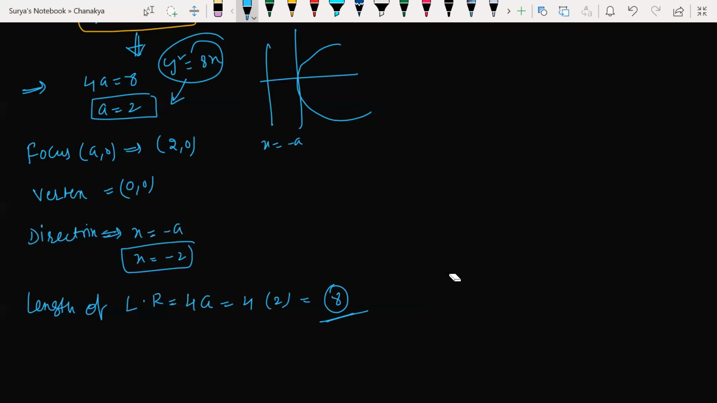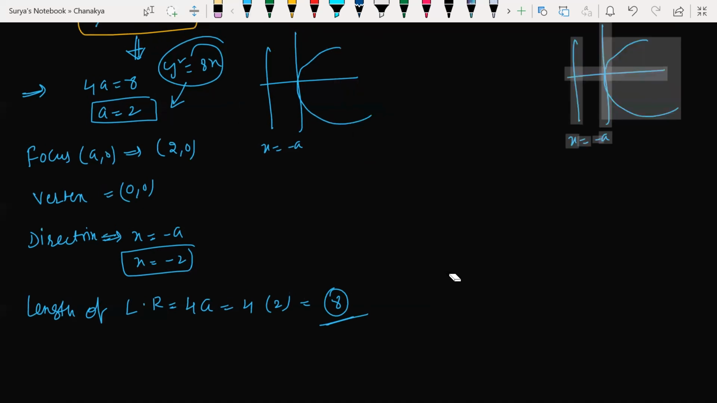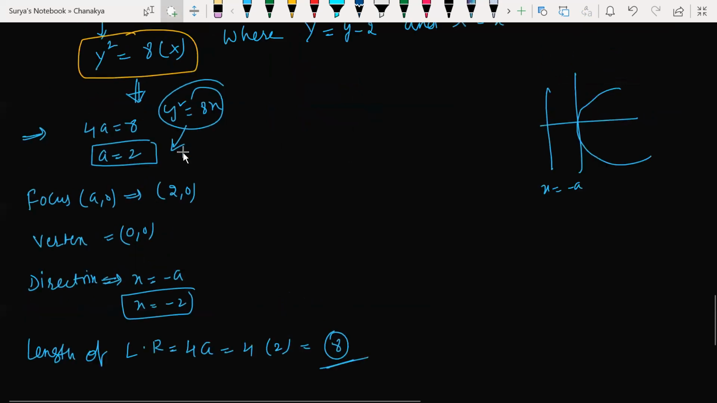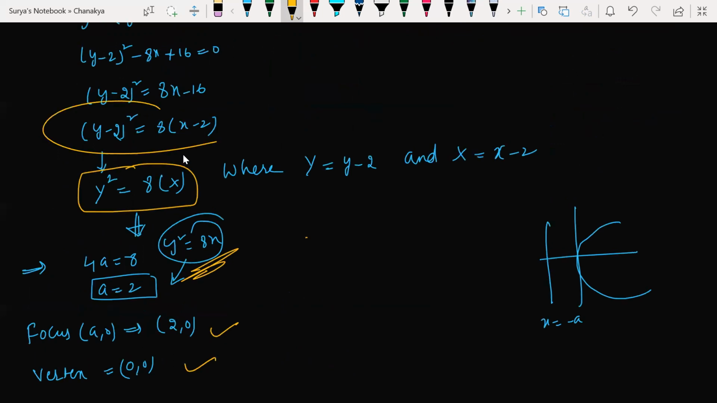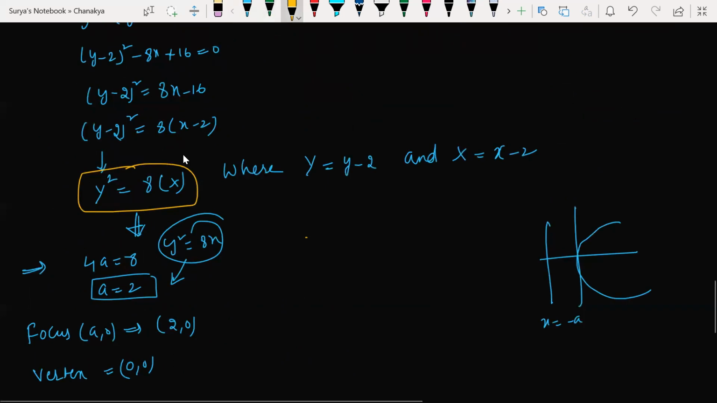Sir, have we done with our answer? Tell me, beta. I'm asking you only what exactly he's asking us to find. Has he asked us to find the focus, vertex, directrix, and length of latus rectum of this parabola or this parabola? Of course, this one, right? He's asking us to find vertex, directrix, length of latus rectum, and focus of this parabola. But what we have done here is found them for this parabola.